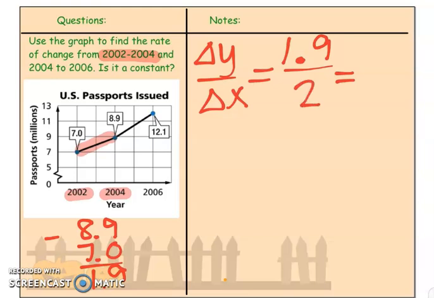And this interval is 2 years, from 2002 to 2004. So if I divide this one, I don't get a great number again, 0.95. And again, it's millions. So then this is really 950,000 passports per year.